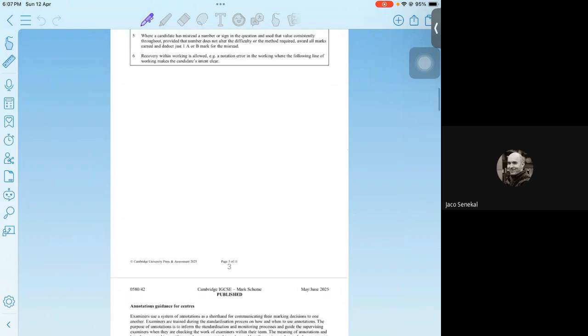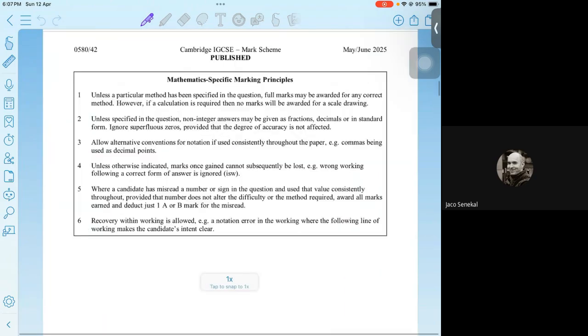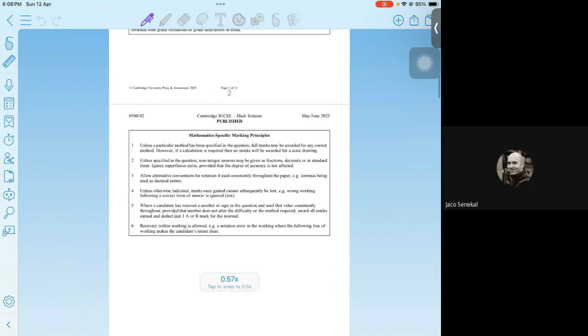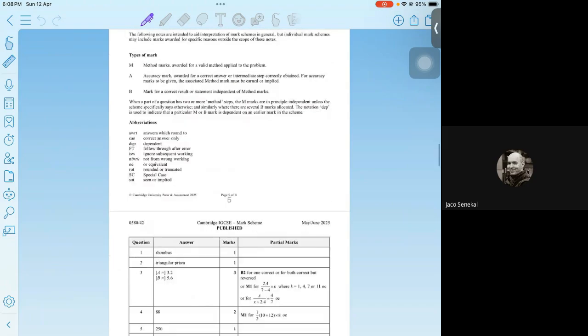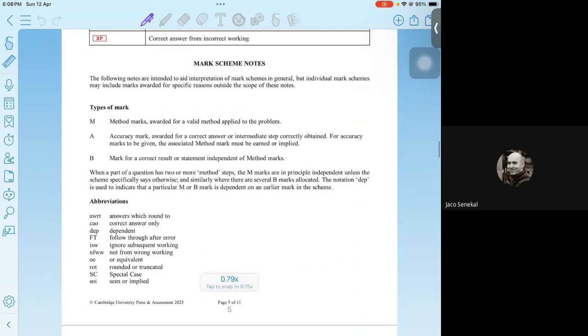So you should read this once. This is important. Read this once and you'll see how Cambridge allows you to get away with things and how your paper is basically marked. And secondly, this is the most important part. Okay. So some of the things you have to know from this segment is the first one.